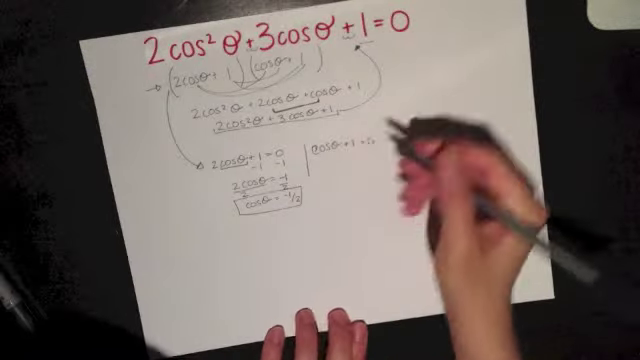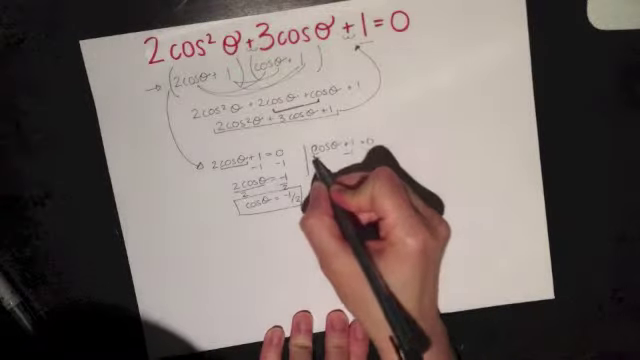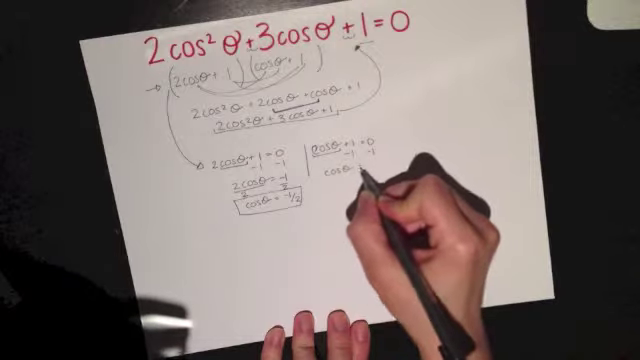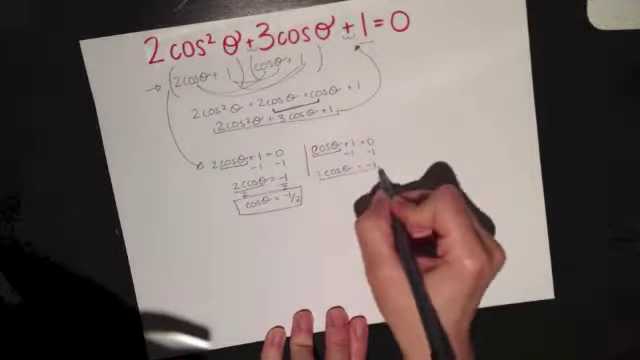Now, for the other factor, cos of theta plus 1 equals 0, we do minus 1 to leave this alone. So cosine of theta equals negative 1. Now we have the other solution.